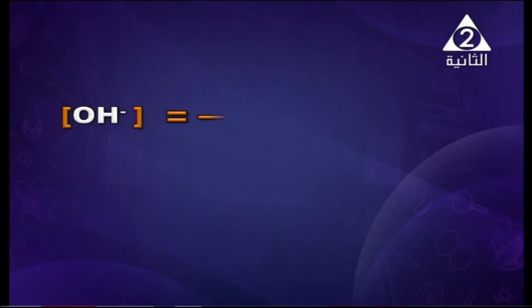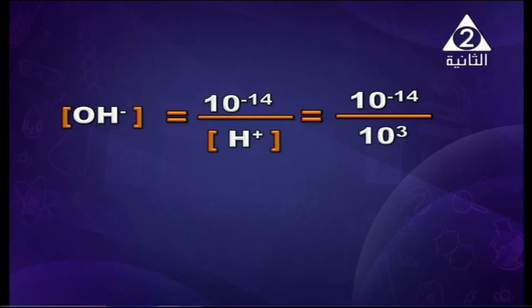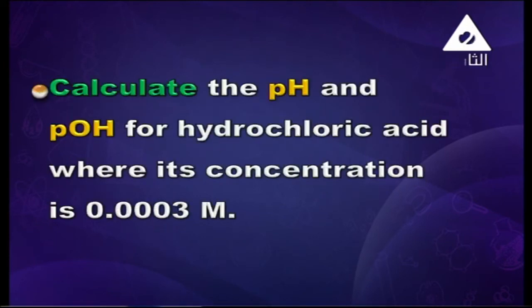Here the concentration of hydroxide ion equals 10 to the power negative 14 over the concentration of H positive, so 10 to the power negative 14 over 10 to the power negative 3, which equals 10 to the power negative 11. The next example: calculate the pH and the pOH for hydrochloric acid where its concentration is 0.03 molar.